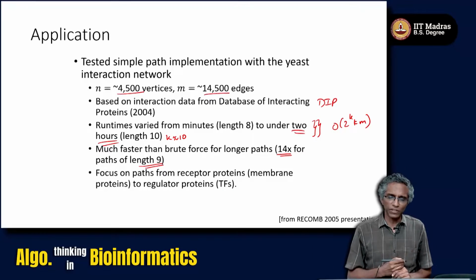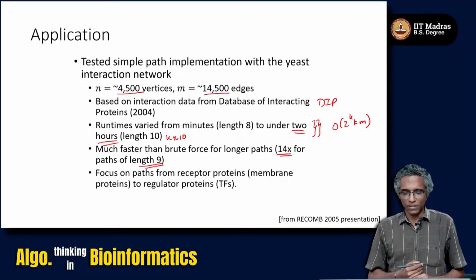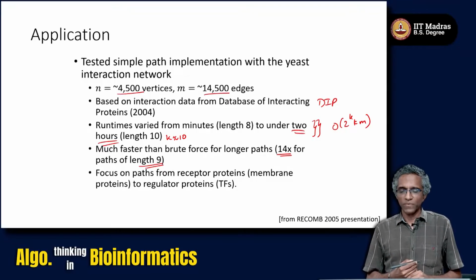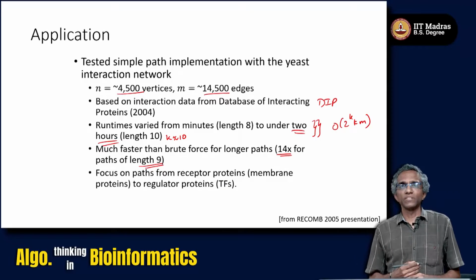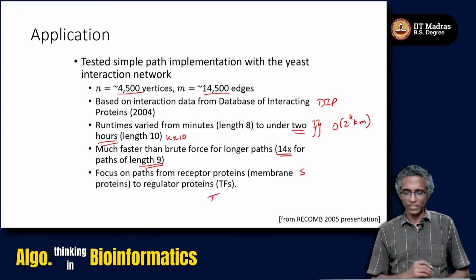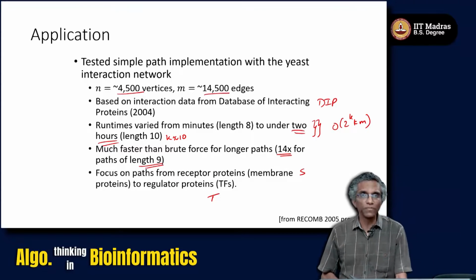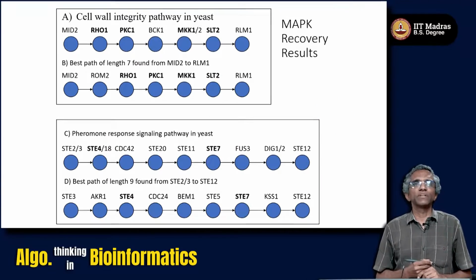And in this particular case, because we had this color coding algorithm, the authors were able to apply it on this yeast protein-protein interaction network and figure out signaling pathways that start from a receptor protein, or membrane proteins, this is your set S, and go all the way down to regulator proteins T for different values of length k. These are some of the pathways that were recovered.